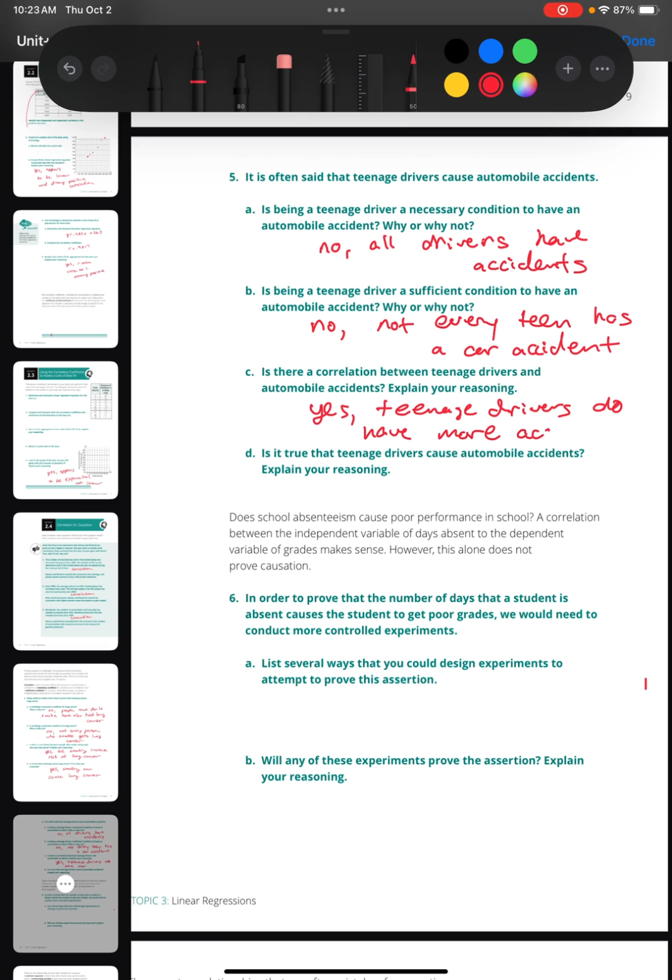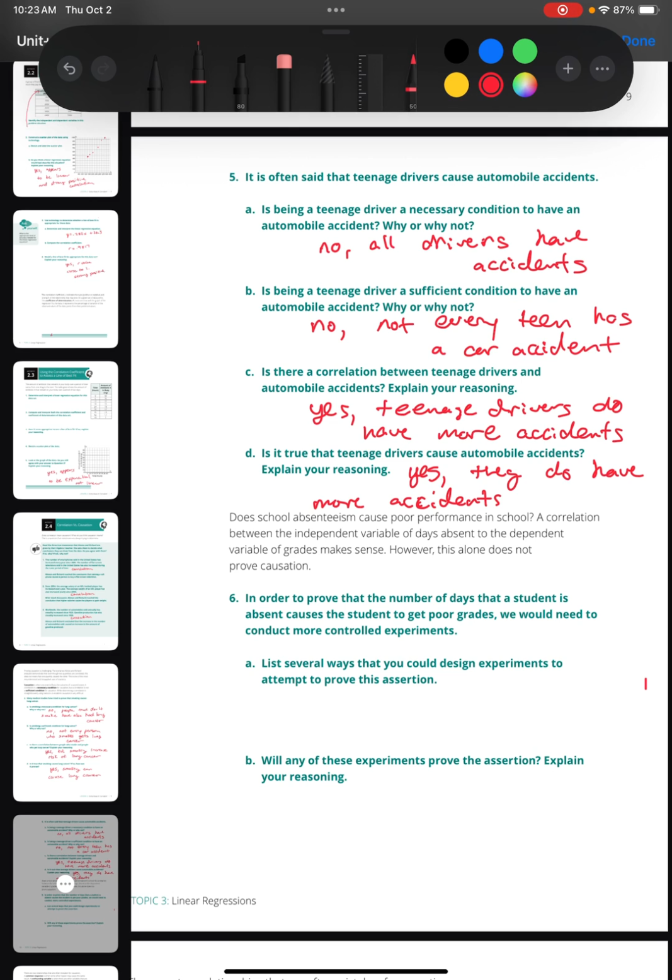So there is a correlation. And D, is it true that teenage drivers cause automobile accidents? So yes, I'd say they do have more accidents. But again, it's not a sufficient condition because there are other drivers that aren't teenagers that also cause automobile accidents.